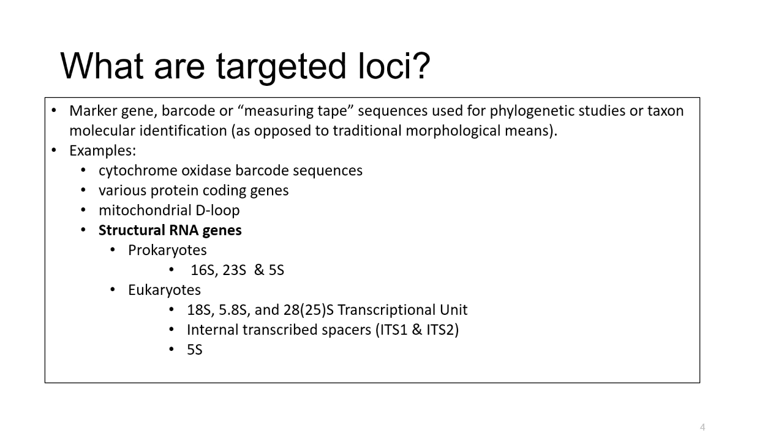Some examples of these kinds of sequences are cytochrome oxidase barcode sequences, some protein coding genes, various ones are used, the mitochondrial D-loop sequences, and the ones we're going to talk about today, which are the structural RNA genes. For prokaryotes, there is a 16S, a 23S, and a 5S. For eukaryotes, there is an 18S, a 5.8S, and a 28 or 25S, depending upon the group of organisms. And there's a special kind of sequence that's more variable, that's between the 5.8S and those other two subunits. They're called the internal transcribed spacer regions, ITS1 and ITS2. And there's also a 5S RNA gene.